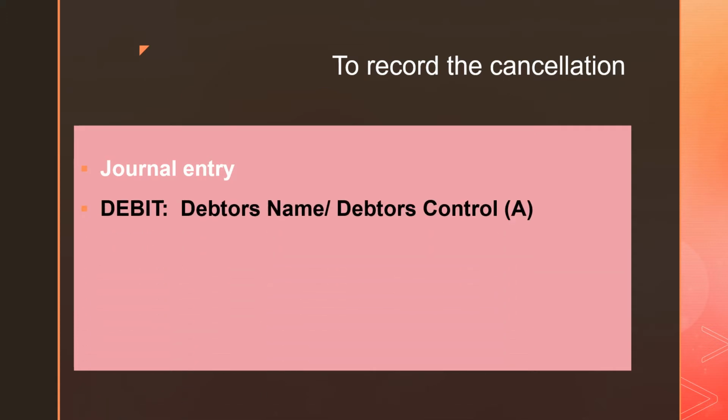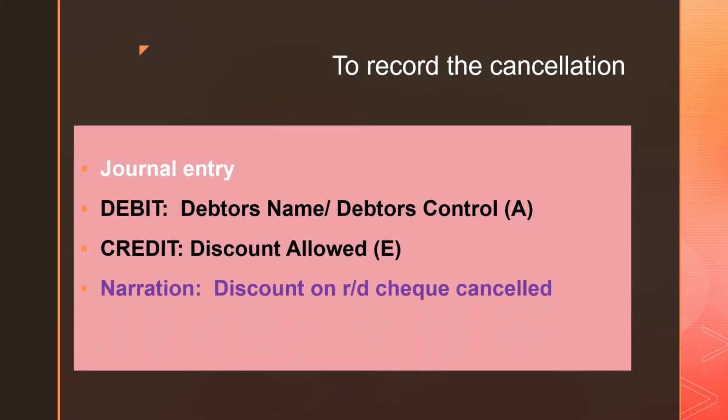To record the cancellation of the discount, our journal entry will read debit the debtor, so that we can debit his account in the debtor's ledger. By debiting the debtor, it means we are increasing his account again. We also debit the debtor's control account in the general journal. We then credit the discount, which is an expense to us, and we credit it to cancel it. That's what our narration will read.